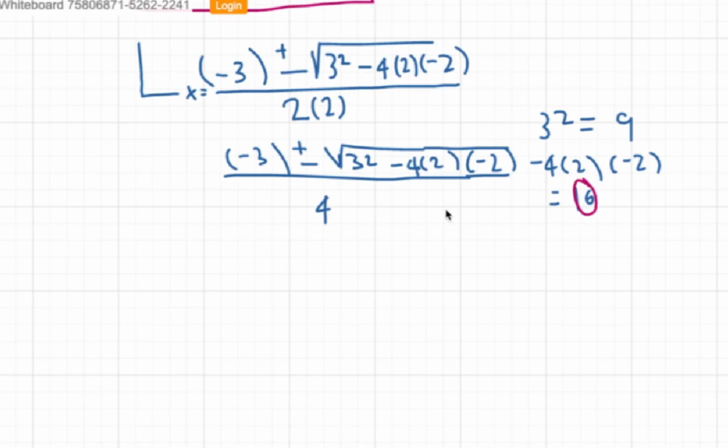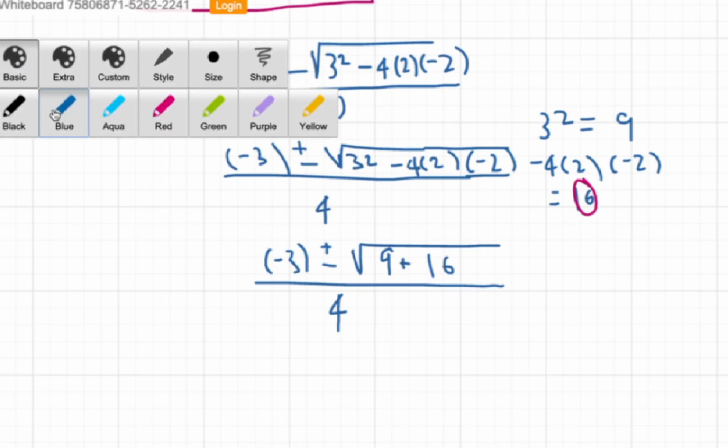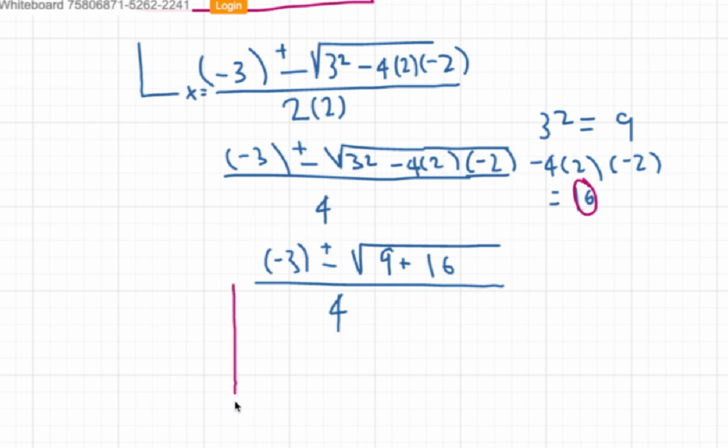All right, so now we can change up our equation a bit. We've done some working out. This becomes 9 plus positive 16, because we keep the plus or minus here, and we keep the negative 3. And now we have to divide by 4. So let's continue our line of working out.